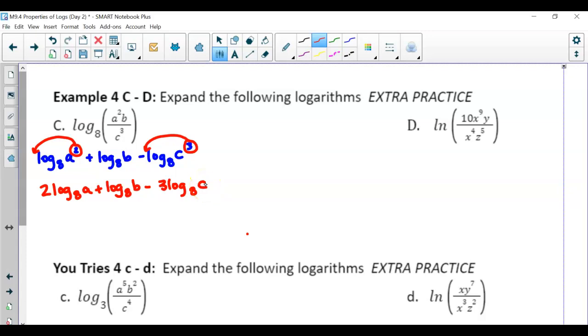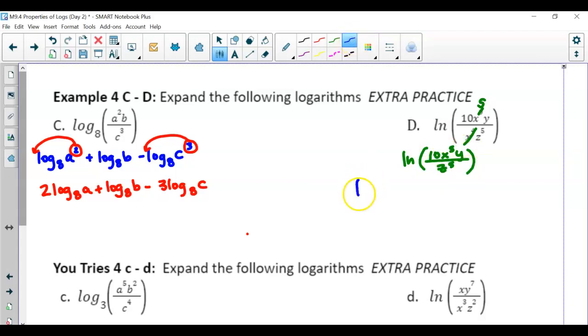Then here with our natural log. Now we can simplify inside because I do notice that I've got x to the 9th over x to the 4th. So now you're left with x to the 5th. Now here we have y and z. So rewriting this so that you can see what we're expanding, this is the natural log of 10x to the fifth times y over z to the fifth.